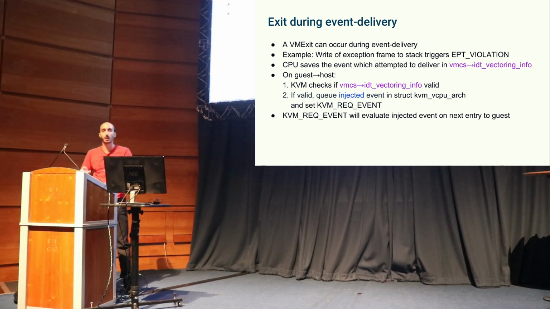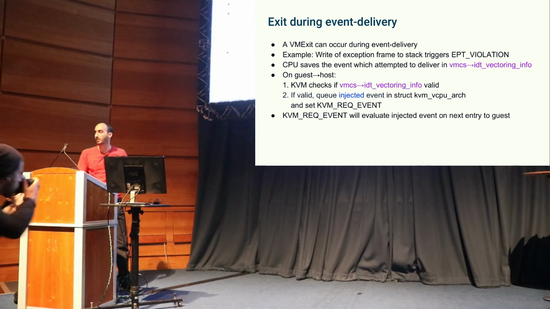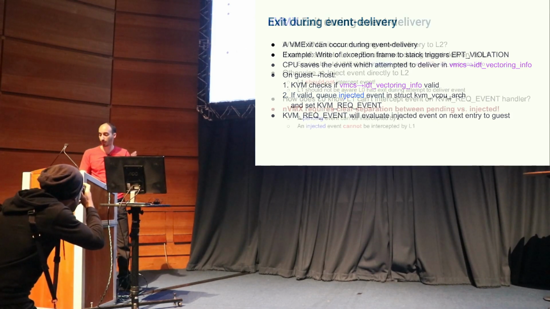And then we request the KVM_REQ_EVENT. So what will happen is that when the CPU exits during the attempt to deliver the event, KVM will requeue the event on the software struct. Then it will handle the exit. And on the next entry to the guest, this KVM_REQ_EVENT will see that we have a queued exception, and then just re-inject it to the guest. So this is the way that it works for the non-nested case.